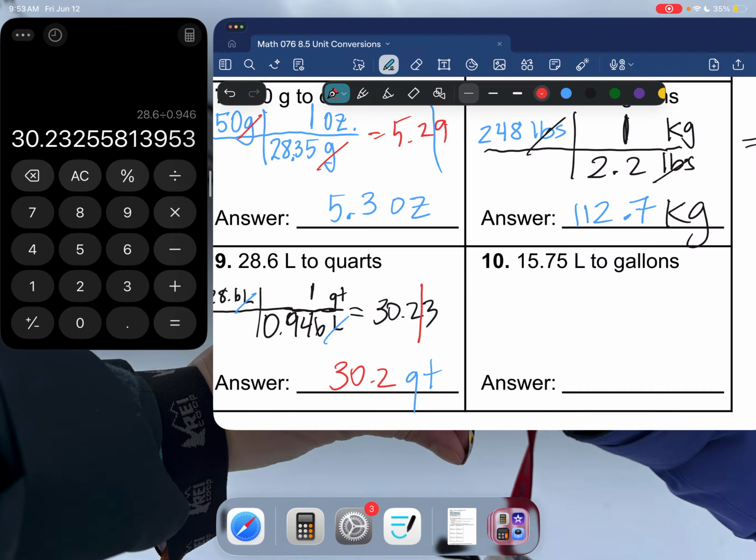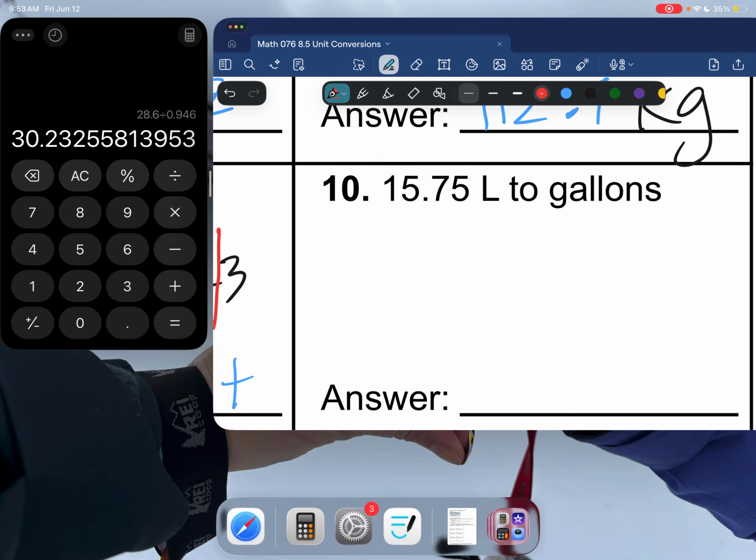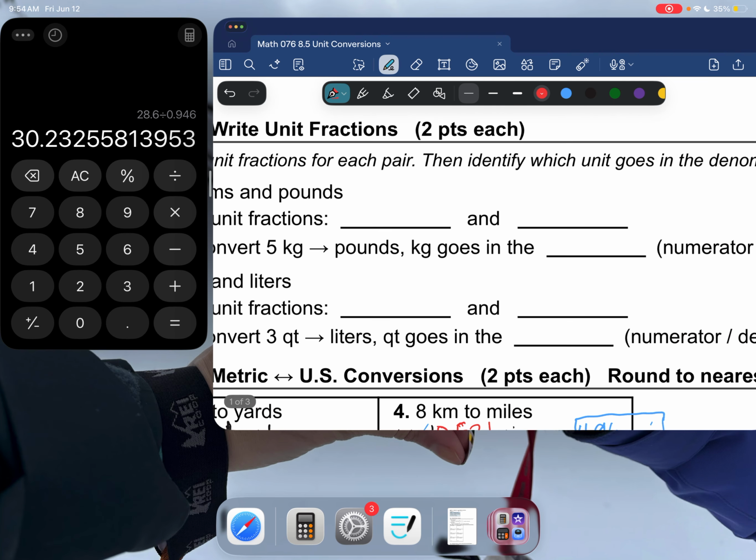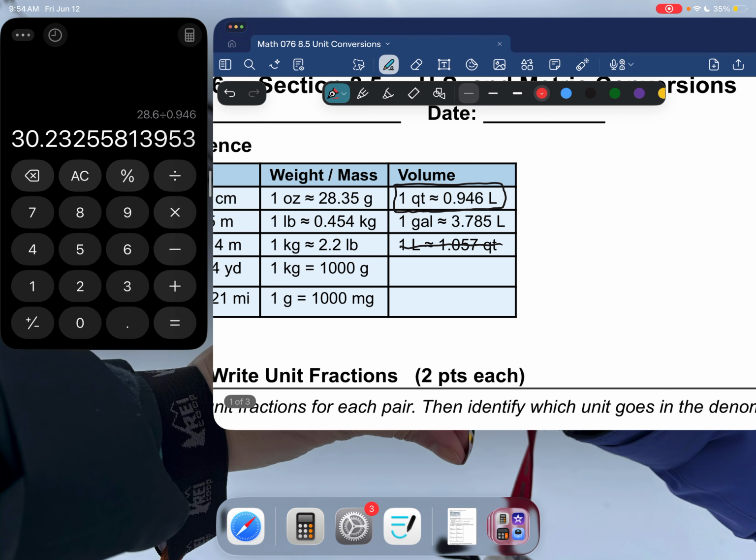We're doing so good. So good. 15.75 liters to gallons. Okay, I'm going to have liters in my denominator. In my numerator, I'm going to have gallons. So my liters cancel, and I'm trying to get to gallons. And let's see what conversion factor I have from liters to gallons. Okay, I'm going to use this one.